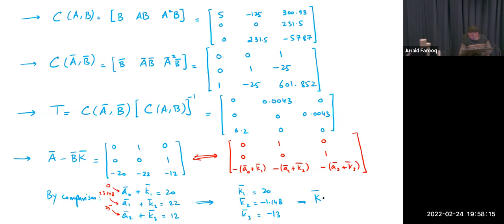So your K bar is actually the row vector 20, minus 1.148, minus 13. And the next step is just standard: K is K bar T. So if you use it, you come up with minus 2.6, 0.0864, and 0.005. Okay, that's done for the controller part here. And next step will be to go to the observer design.